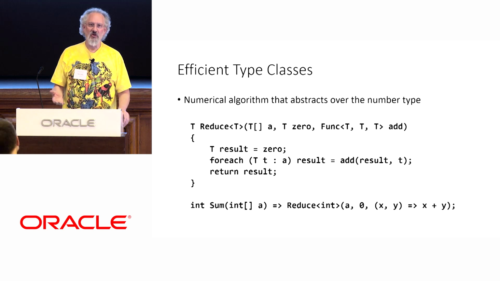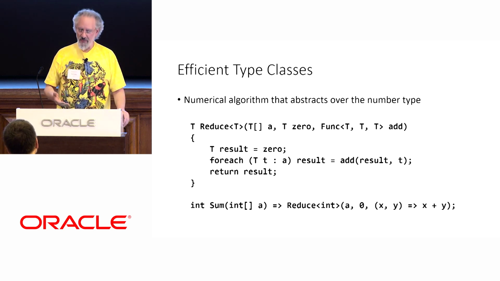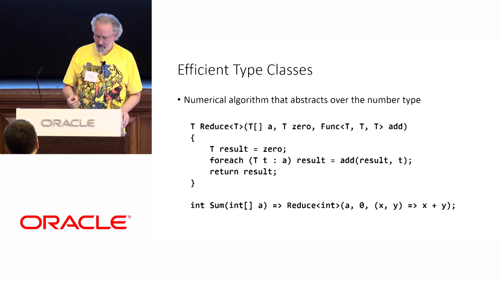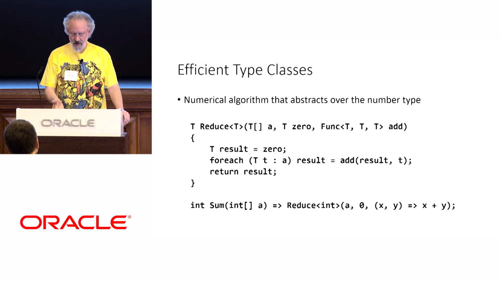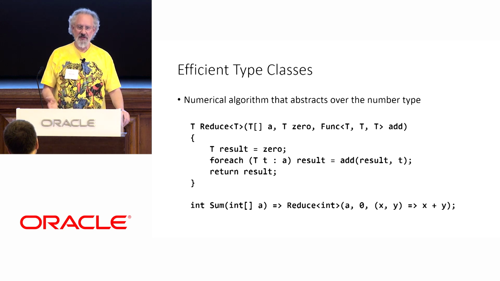So the implementation is simple. We start out with an accumulator called result that is equal to 0. We loop through the elements, and we use the add function to accumulate the elements into the result, and finally we return the result. And here we have a call. We call reduce. We pass the type parameter, which is int, which is the type of the value we want to use. We pass 0, and we pass the addition function.